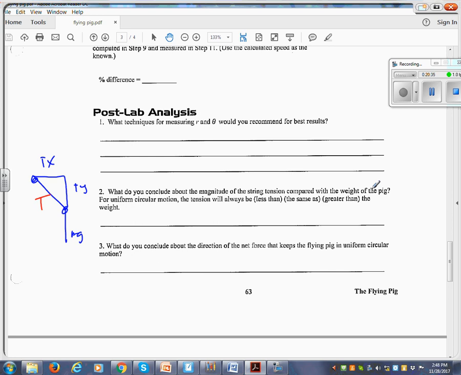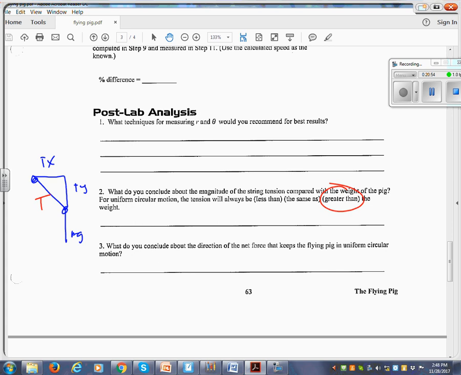And this is back to unit number 2. Greater. Why greater? Well, yeah, it is greater. Ty would have to equal mg, and this is the hypotenuse. The hypotenuse always has to be more, exactly. So the answer is greater. Right? The tension in the string is greater.